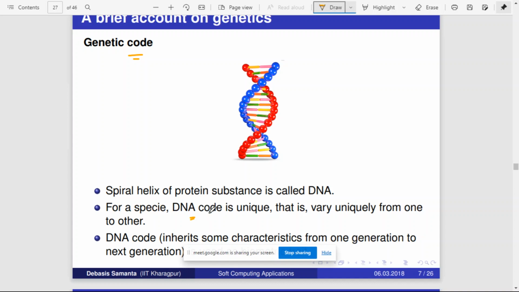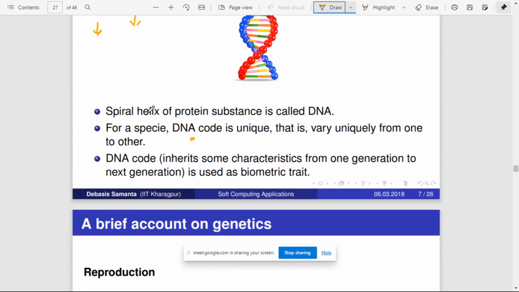This unique code varies from individual to individual. It will not be the same, even within one species. For every human, the gene code will be different. Take two humans, H1 and H2. The gene code of H1 will be different from the gene code of H2. The general structure will be the same, but if you study the gene code in detail, it will be unique, so that a gene code can be used to uniquely define a particular individual.